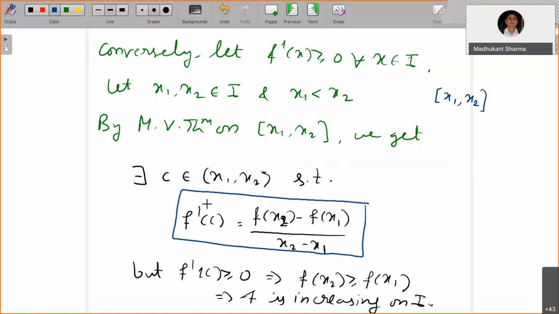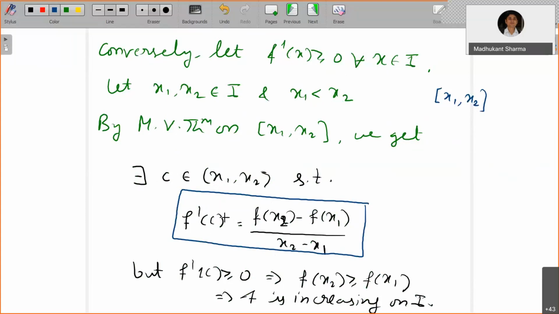Now f dash of c is at a point inside the interval, and you have already assumed that f dash of x is greater than or equal to 0 for every x in I, so therefore f dash of c is also greater than or equal to 0. Moreover, x1 is less than x2 means x2 minus x1 is strictly greater than 0.